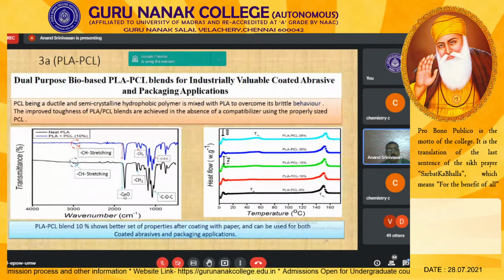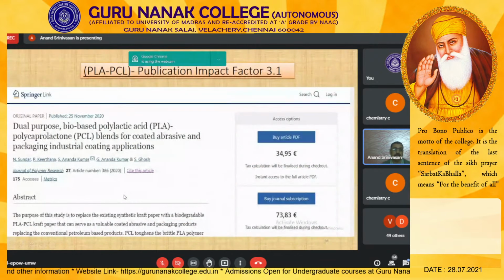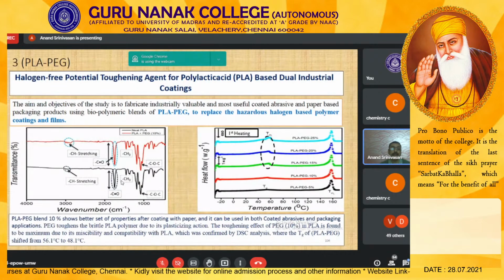So this paper was also published in a reputed journal, whose impact factor is 3.1. This one was published in Journal of Polymer Research in the year 2020. So this was also done by my PhD student, Mr. Sundar. And similarly, we were also able to make a PLA PEG combination.